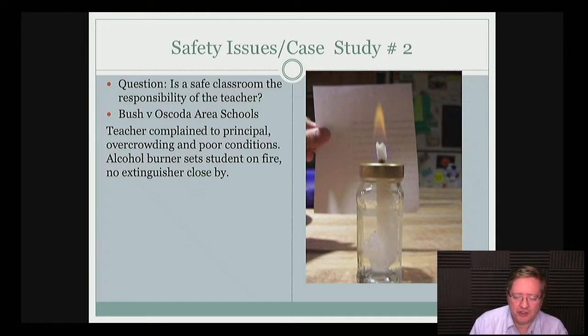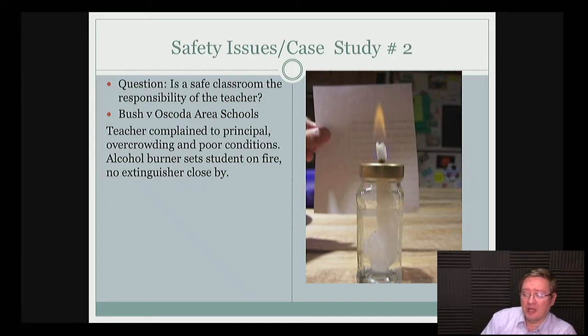It was poor conditions. There were too many students. It was overcrowded. They were doing a lab where there was an alcohol burner, and the alcohol burner got knocked over, and it actually set a student on fire. In this lab, there was no extinguisher close by, so the student got some pretty severe burns.